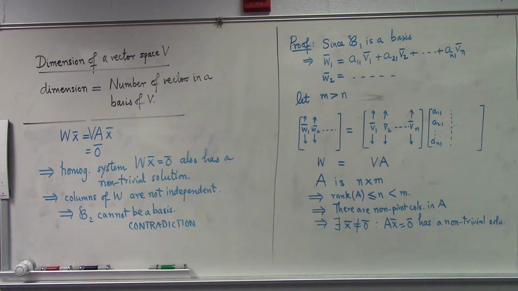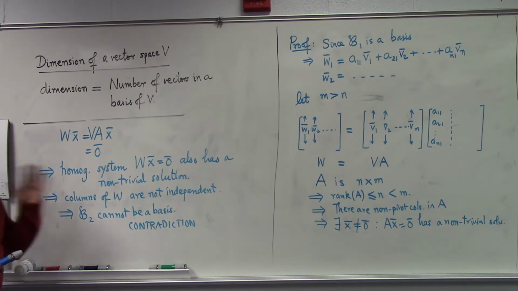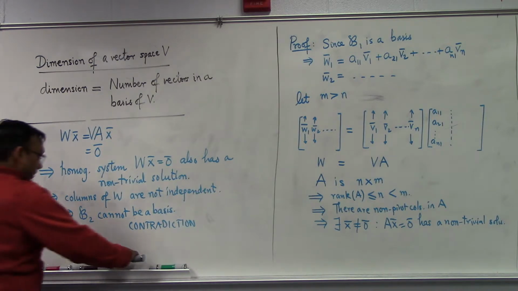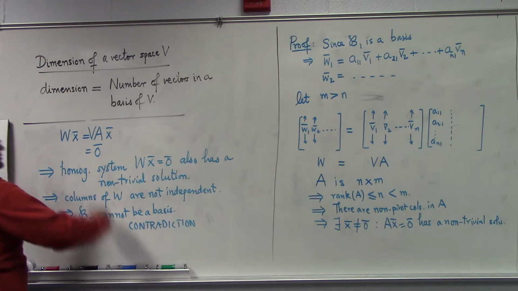So that means our assumption that m is bigger than n is wrong. Similarly, you can show that n cannot be bigger than m for the same reasons. Hence, the only choice we have is that m must be equal to n. So given any two bases of a vector space, they should have the same number of vectors in the basis. Hence, the definition of a dimension makes sense.